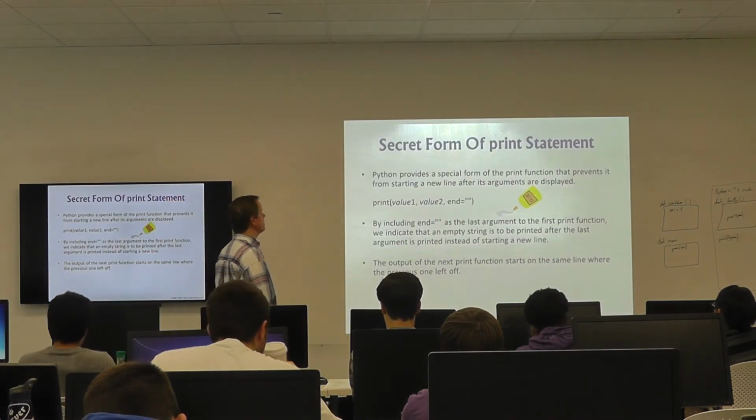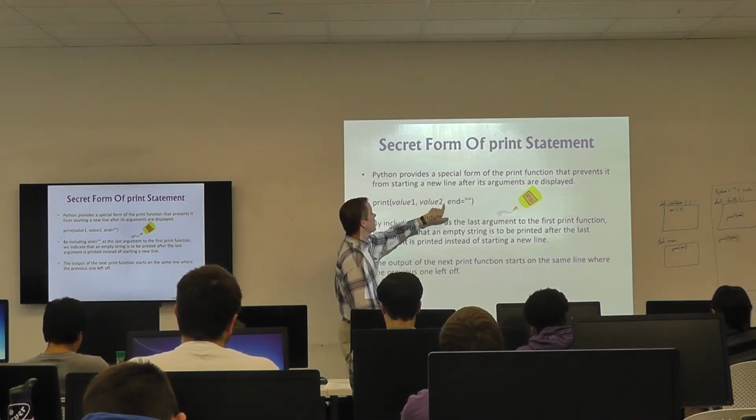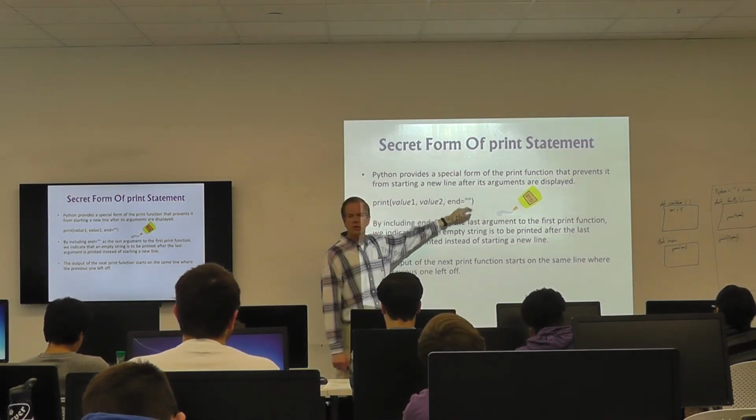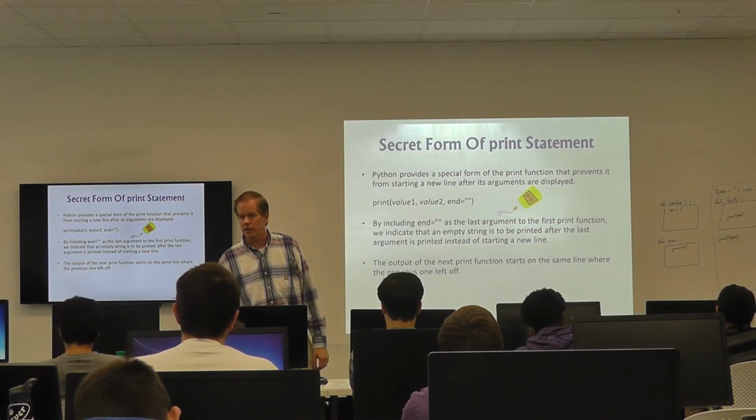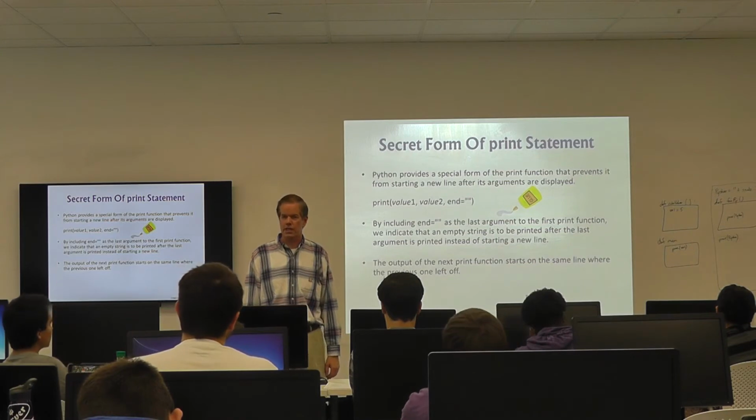Secret form of a print statement: print(value, end=""). And what does that cause to happen? It stays on the line, right? We don't go to the next line.